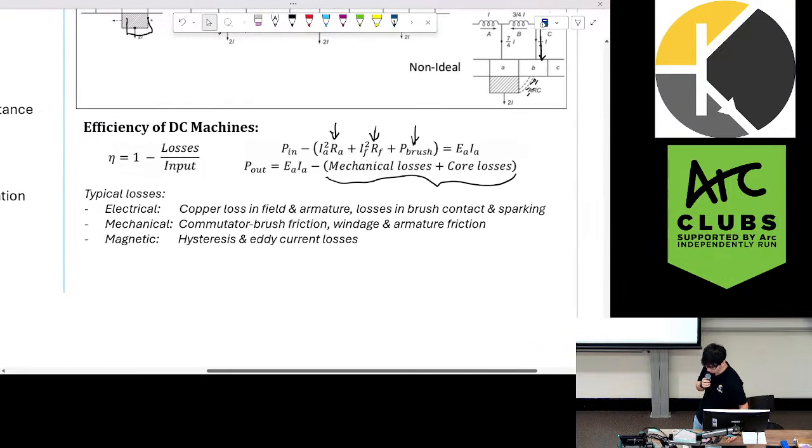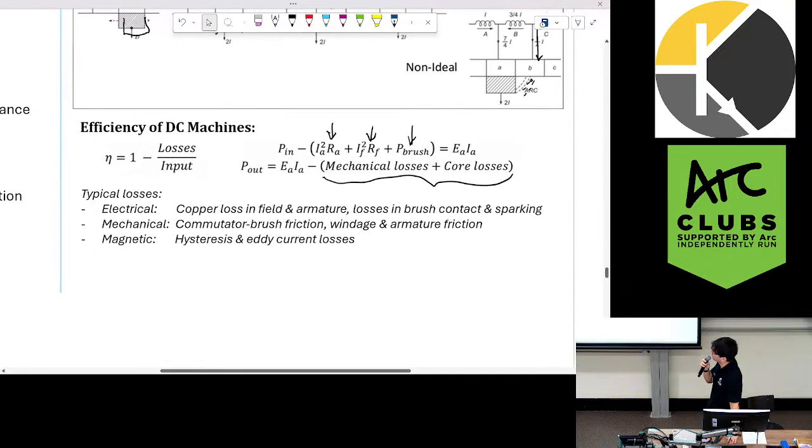Just more on typical losses. Electrically, we have the copper loss or the I²R loss in the field and the armature, plus any brush contact losses like voltage drops across the brushes and sparking. Mechanically, we have friction losses, and magnetically, similar to transformers, we have hysteresis and eddy current losses.